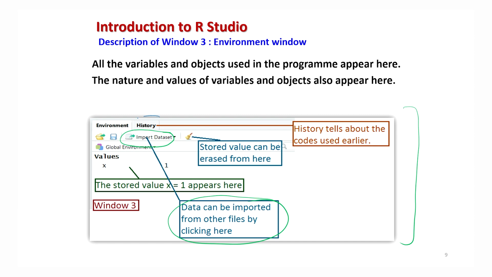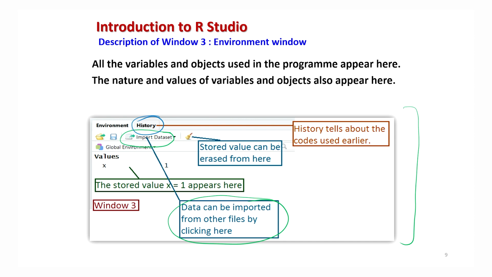Now there is a command here, history. History will tell about the different types of variables and details which have been used on this laptop in the past. For example, today you are doing something and tomorrow you will be doing something. All those things, whatever you have done on this laptop or computer, are available in the history.